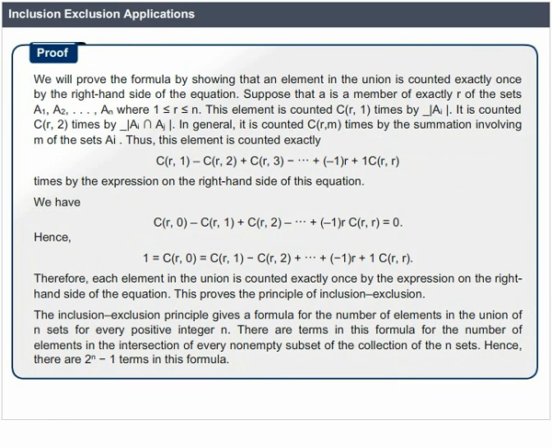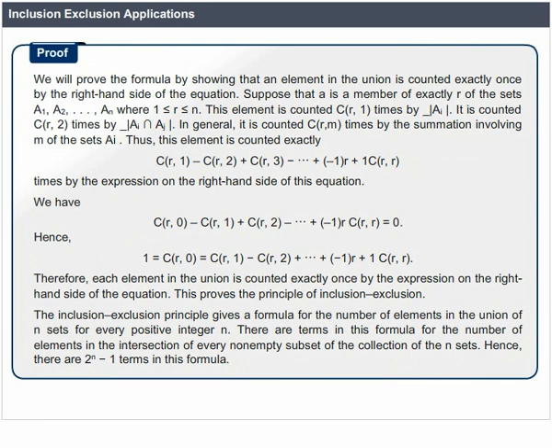Hence, 1 = C(r,0) = C(r,0) − C(r,1) + C(r,2) − etc. ± C(r,r). Therefore, each element in the union is counted exactly once by the expression on the right hand side of the equation. This proves the principle of inclusion-exclusion.